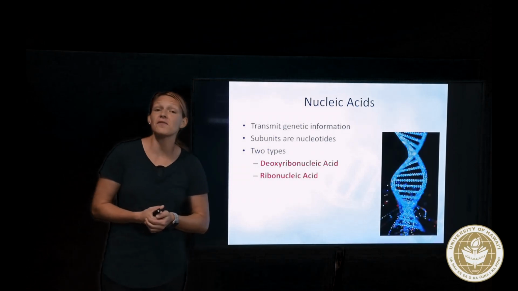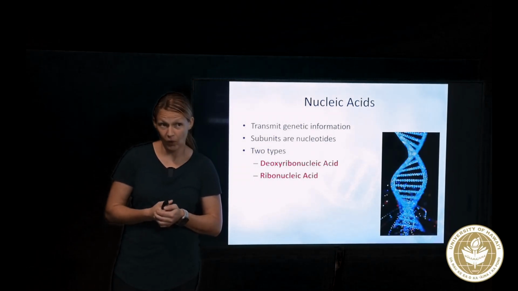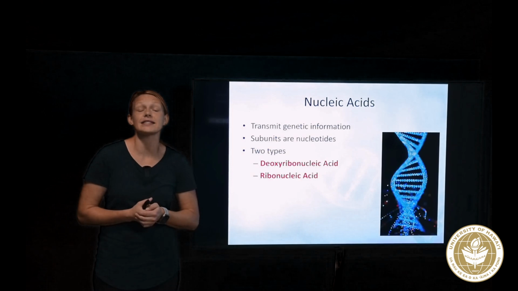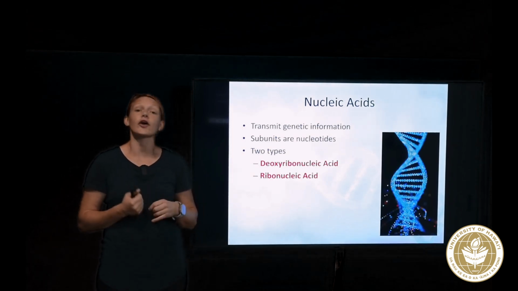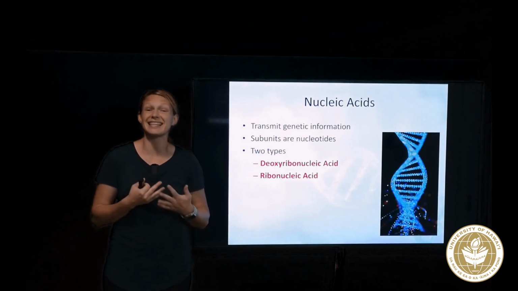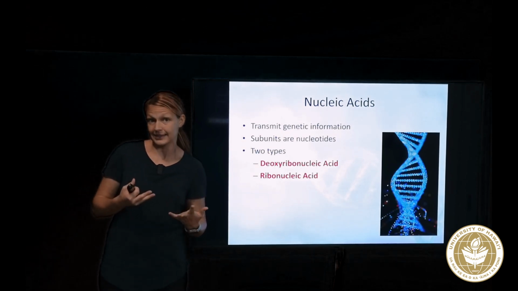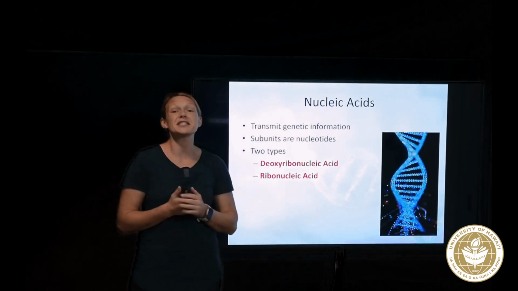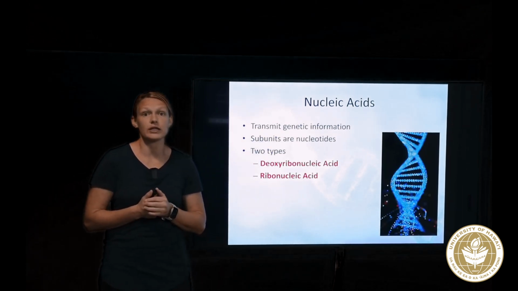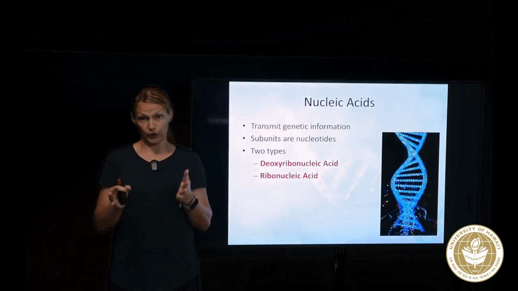Here is a little bit of review from Unit 1. So nucleic acids, if you remember, are one of the 4 types of macromolecules. So we had our carbohydrates, proteins, lipids, and then nucleic acids. Nucleic acids are responsible for transmitting genetic information. So in other words, what makes you, you?